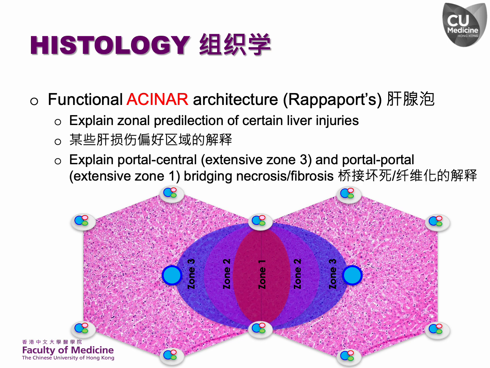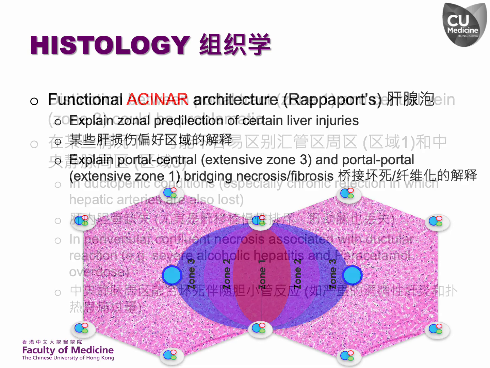This concept elucidates why certain liver injuries exhibit a zonal predilection. For instance, portal-central and portal-portal bridging necrosis or fibrosis are indicative of extensive zone 3 and zone 1 necrosis or fibrosis, respectively.